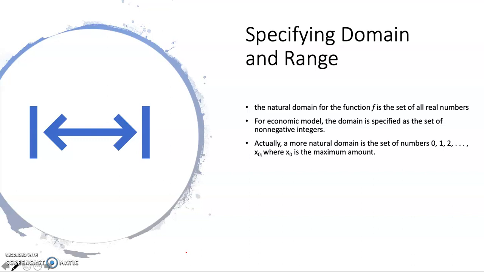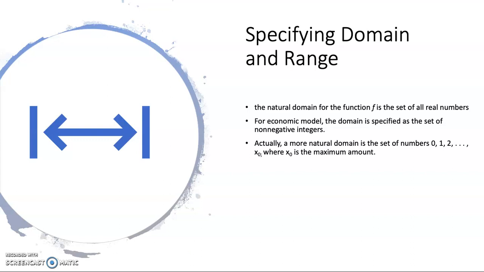Or when we talk about quantity demanded and price, then it is nonsense to have a negative price. There is free good, but the price is not negative, the price is just equal to 0. So that is the reason why in economic models we have non-negative integers as the domain.